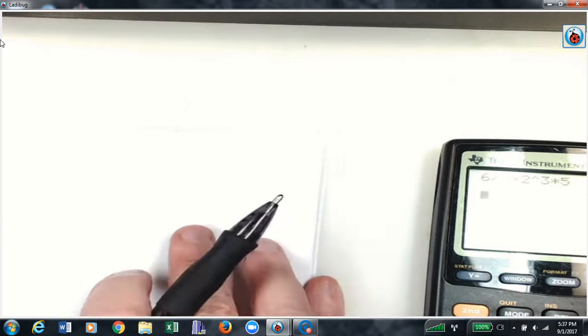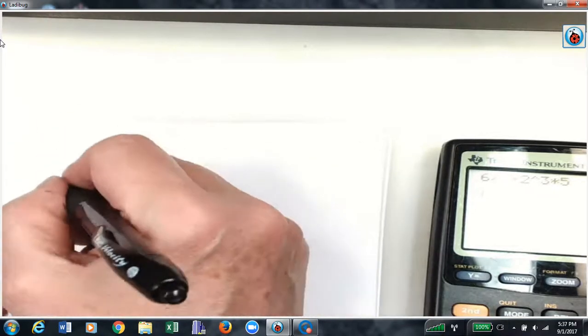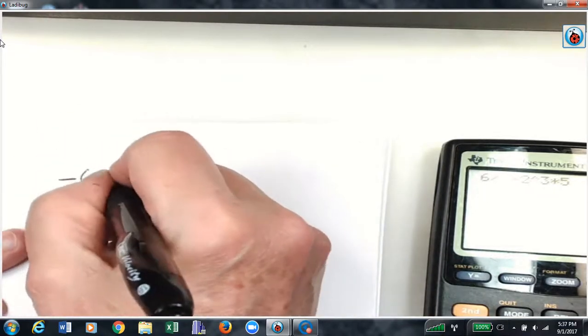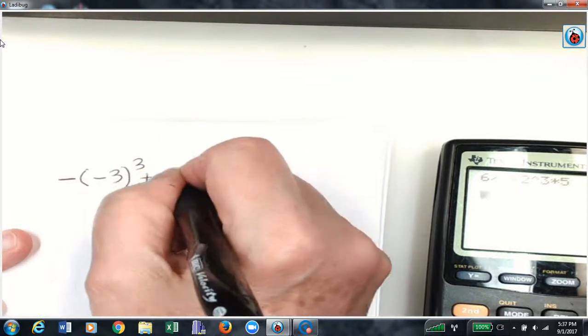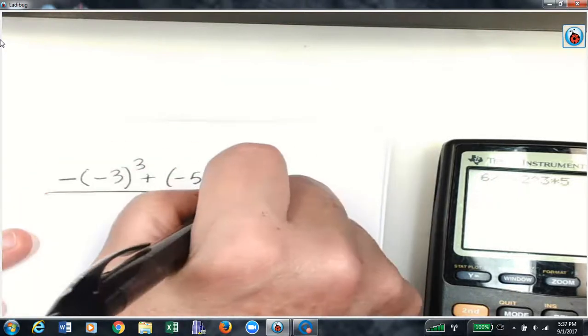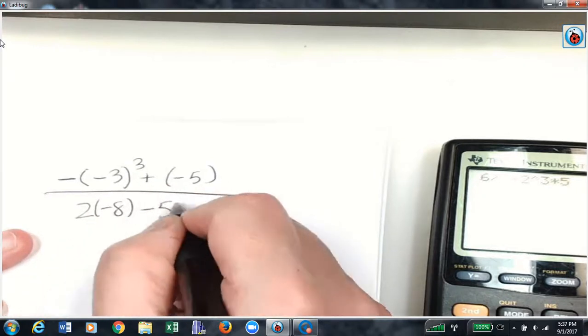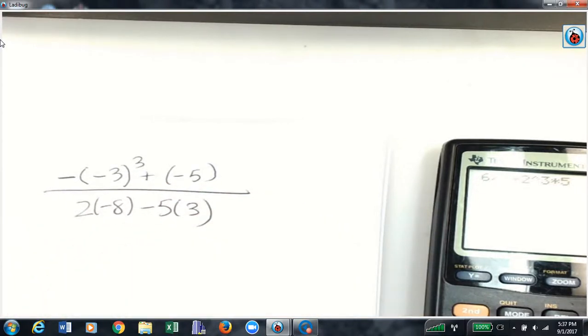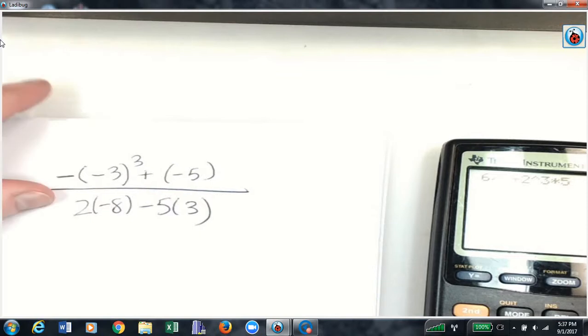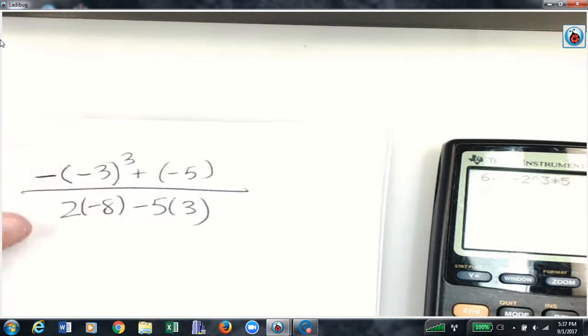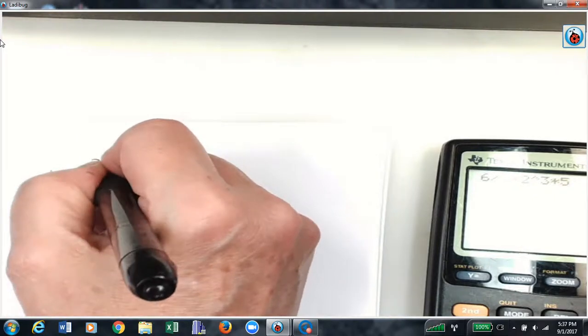All right, D has this fun looking thing. Well, it's a fraction, so we have to do the top, which is the numerator, and the bottom, the denominator, separately. So I'm actually going to do this on a sheet of paper. The numerator is this.